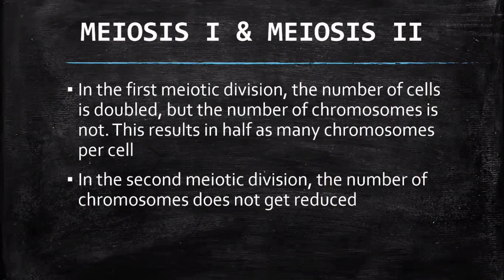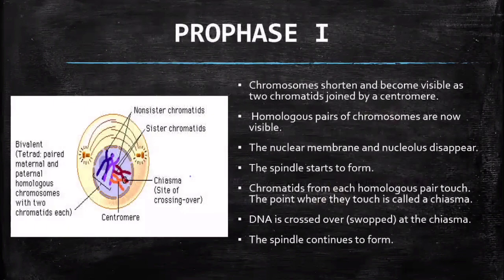But now four cells are going to be formed, and these cells at the end are going to be non-identical. They're going to be different from each other genetically. The phases of meiosis I and meiosis II are called the same names, but what makes them different are the numbers. You need to be specific about which phase of which meiosis we're talking about.